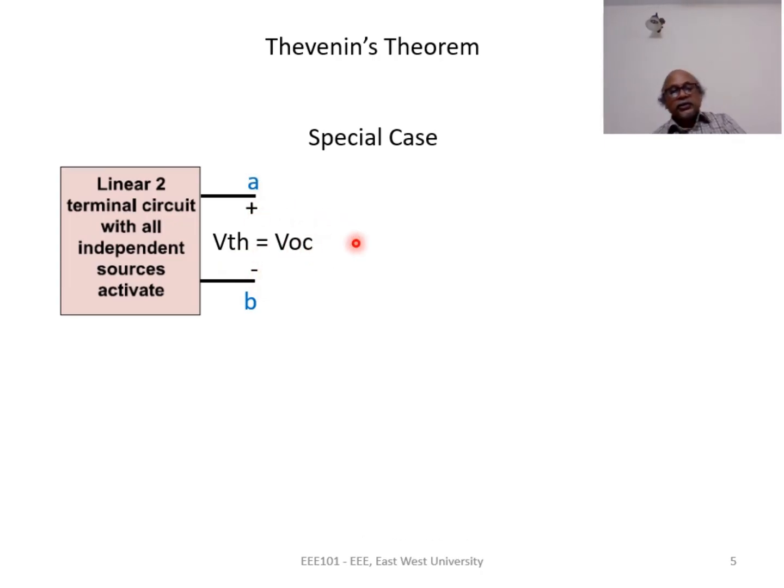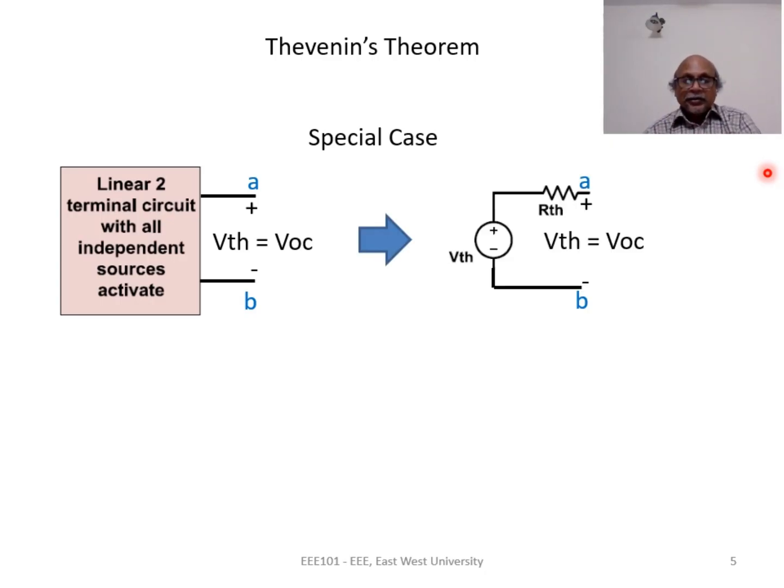Actually, we have to do this step anyway when applying Thevenin's theorem to a circuit because VOC is equal to VTH. If we look at the equivalent circuit, the Thevenin's equivalent circuit under open circuit condition looks like this. The voltage VOC between A and B is VTH because there is no current in this circuit, so the voltage drop across RTH is 0.